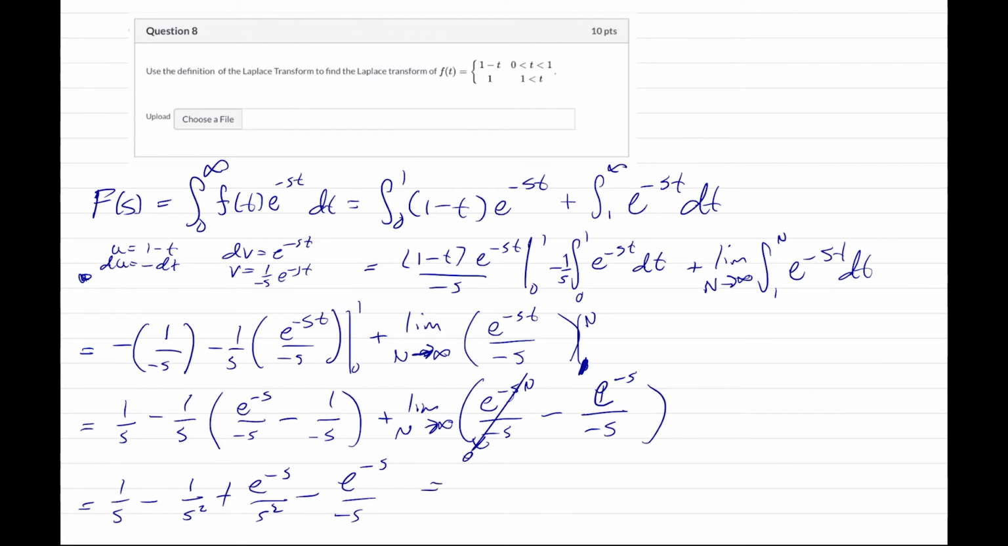Okay, now if we combine everything together, we get s minus 1 plus e to the minus s, divided by s squared. All right, that's question 8.